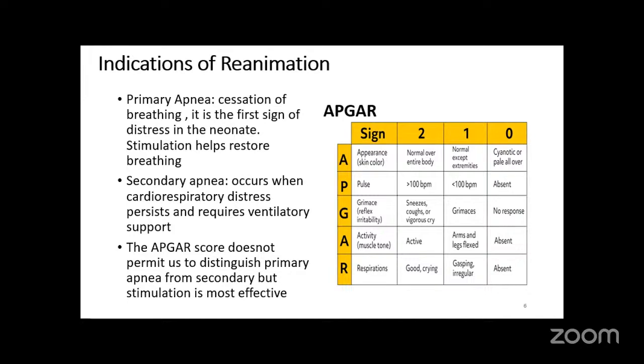To distinguish if the apnea we are actually seeing is primary or secondary, we need the stimulation test. That is when the baby is born and is unable to breathe, we warm the baby, rub the back, and flick the feet. And if after this stimulation, the baby is able to pick up breathing on its own, we know that the baby was going through what we call primary apnea. But if after the stimulation, the baby is still not able to pick up breathing on its own, it implies that it's a secondary apnea and we go in with our resuscitation techniques.